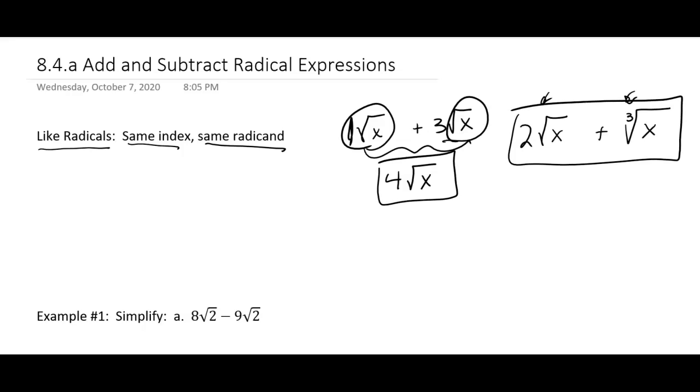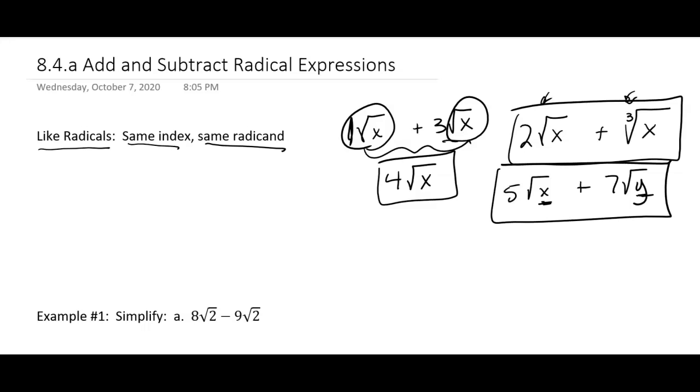And if you had something like 5 times the square root of x plus 7 times the square root of y, you can't add those together because they don't have the same radicand, okay? So you wouldn't do anything with those. Sometimes in math you have to know when to stop.